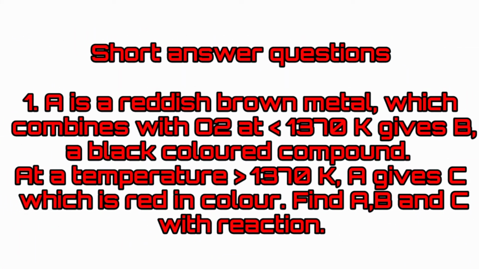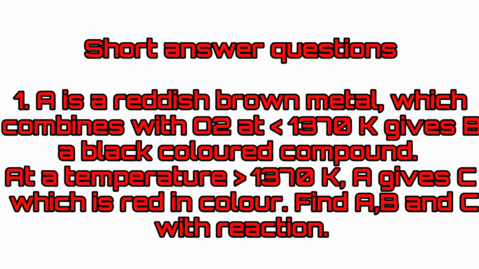Short answer questions. Question number 1. A is a reddish brown metal which combines with oxygen at below 1370 Kelvin gives B, a black color compound. At a temperature greater than 1370 Kelvin, A gives C which is red in color. Find A, B and C with reaction.